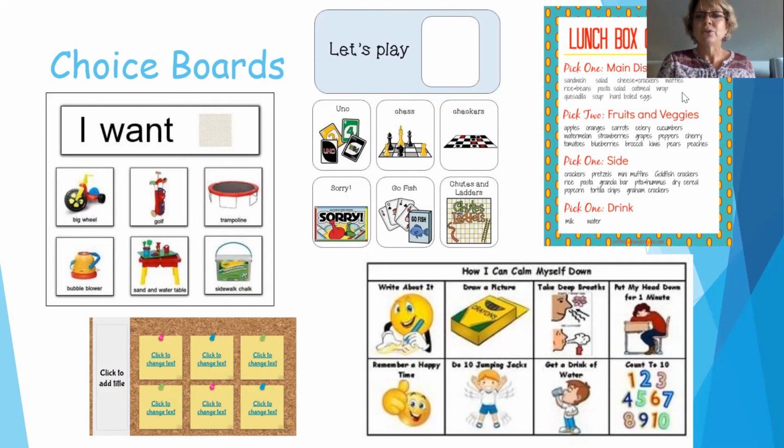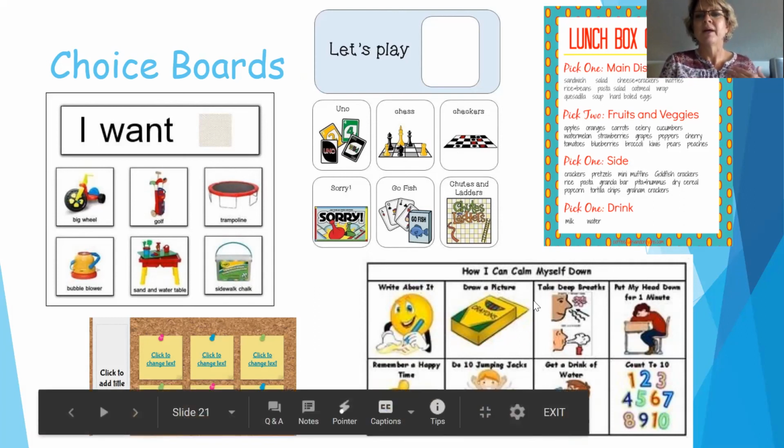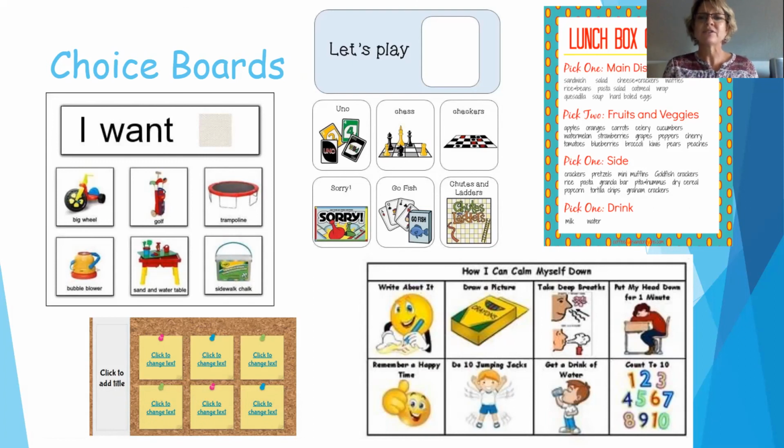You can also use visual supports to help with self-regulation and calming. So what are some things I can do to calm myself? Here are my choices. The other thing that you can do, and it's just so easy, is the good old sticky pad for choices. So you can have a choice. You can read a book or play a game, and they choose.